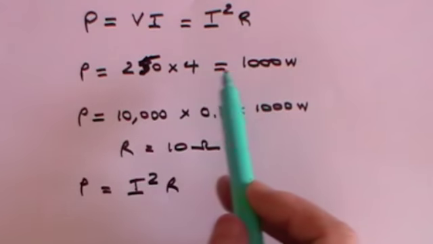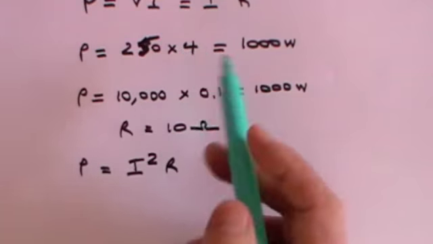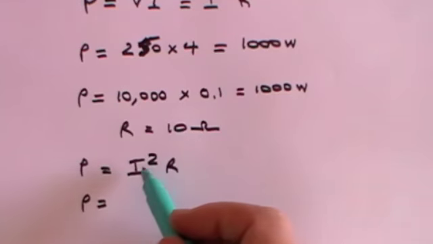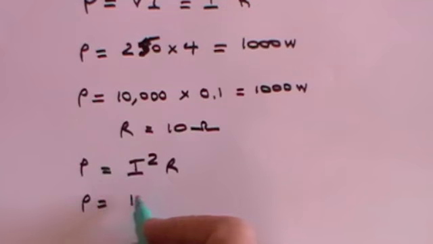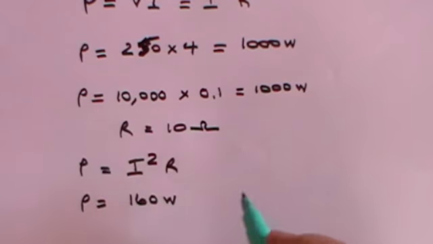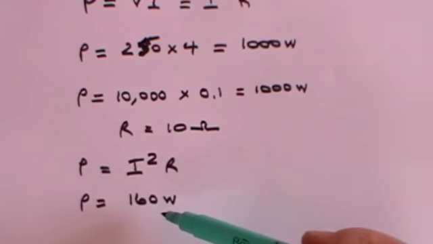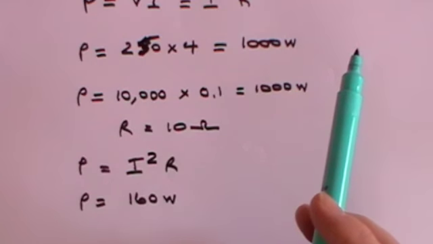First, we'll look at this one, where we're sending it at 250 volts and 4 amps. The power loss is going to be 4 amps squared, which is 16, times the resistance, which is 10, is 160 watts. So of our 1000 watts of power, we lose 160 watts just transmitting it from one end of the country to the other.